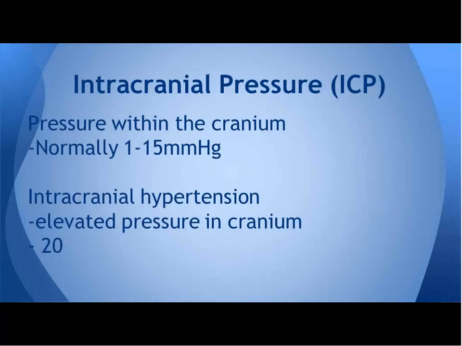Normally, most of us sitting here, we're probably somewhere between 1 to 7. And in the normal brain, we accept 1 to 15 millimeters of mercury. Intracranial hypertension is defined as pressure of over 20 millimeters of mercury for a sustained period of time. So if you sneeze, your intracranial pressure might go up to 25. But it's transient, the blood flow continues, and you have no issues with it.